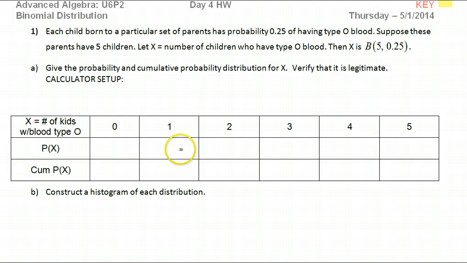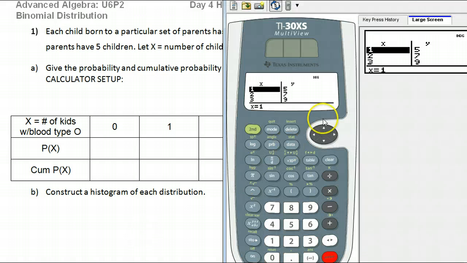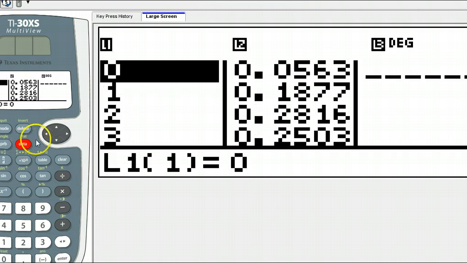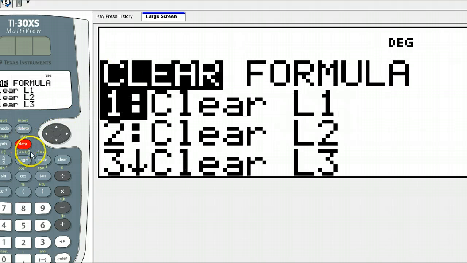Now, as far as finding these numbers, we're going to practice using the TI-30XS MultiView, and we'll have to show the calculator setup. So first of all, we will type our X values into list 1 of our calculator. So turn on your calculator, fire it up. Just hit data to get to this area.